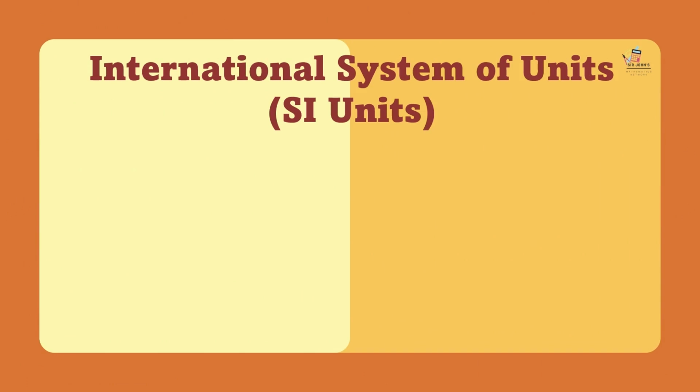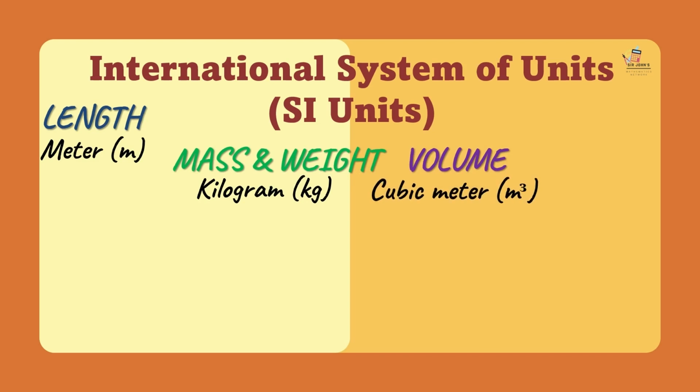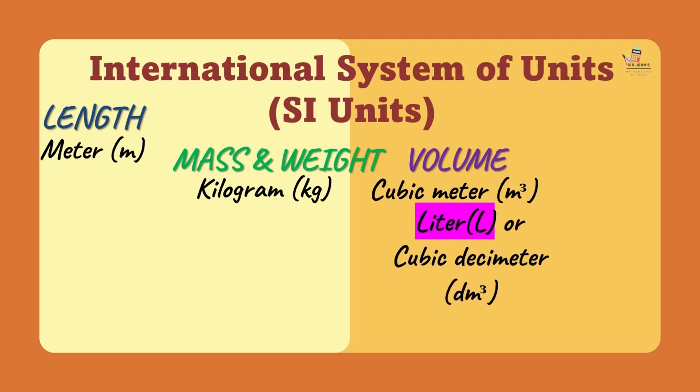In measurement using International System of Units or the SI units, there are so-called basic units to be used. For length, we have meter. For mass and weight, we have kilogram. For volume, we have cubic meter, but in practice, the cubic meter is not a convenient unit for everyday use, so the cubic decimeter or the liter is used instead.